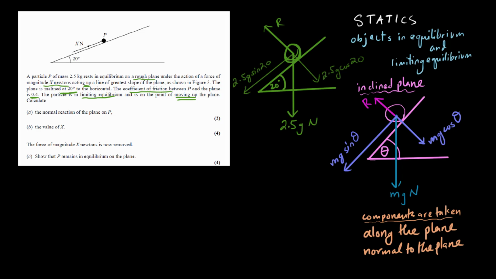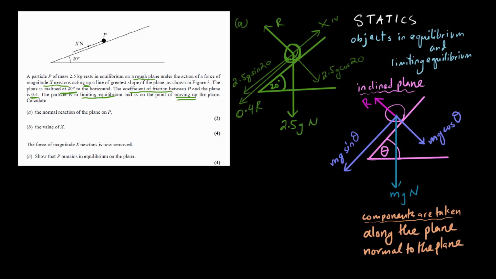Now we have along the plane, so x Newton is along the plane. We don't have to break this down into components because it is already along the plane. And we have friction. So since it is about to move up the plane in limiting equilibrium, friction is going to be in the opposite direction of motion. So let me write over here, this will be mu R. Mu is 0.4, R is unknown. So the diagram is very, very important.